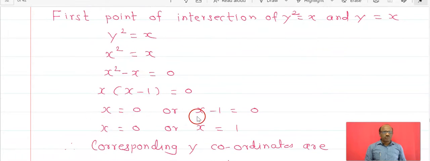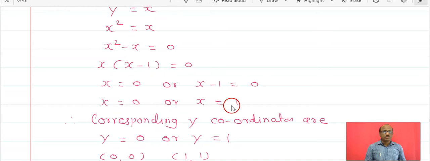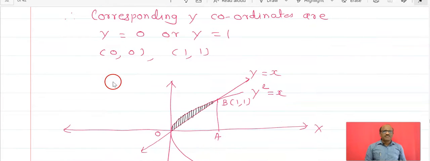x is equal to 0 or x minus 1 is equal to 0. Therefore, x is equal to 0 or x is equal to 1. Corresponding y coordinates are y is equal to 0 or y is equal to 1. If you substitute, then you will get these as the points of intersection of these two curves: first is 0, 0 and 1, 1.